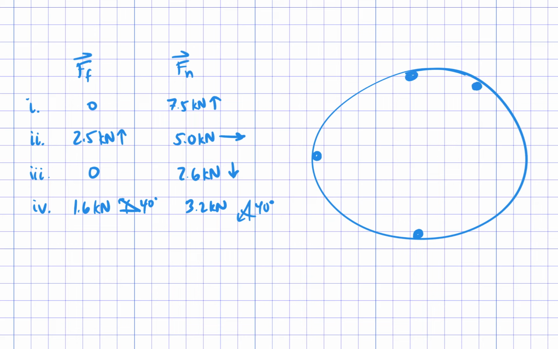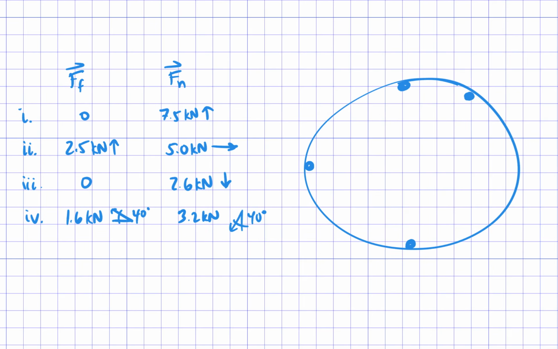Let's talk first about the normal force. The normal force at the bottom is upwards, and it's a pretty stout force, 7.5 kilonewtons. Then when we get over here, it's now going inwards at 5.0 kilonewtons. Now it's going down at 2.6. It's getting weaker, 2.6. And then over here, it's getting stronger again at 3.2. So what gives? It's strongest on the bottom.